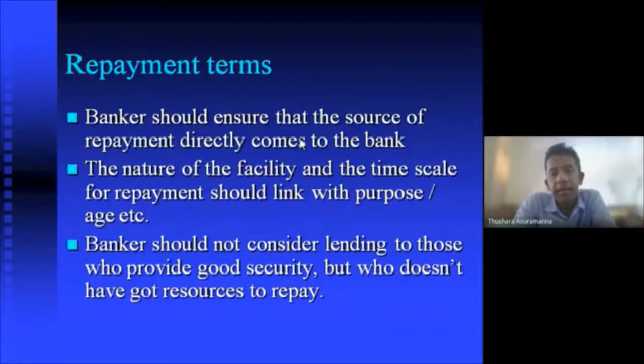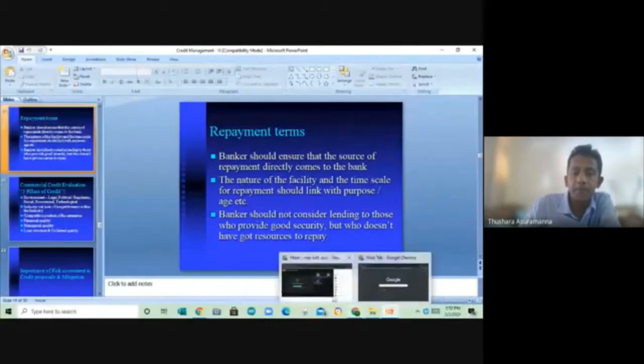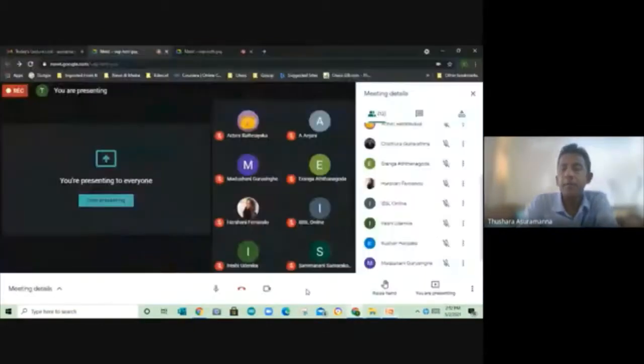What do you mean by that? Why is this important? Any example? This one: ensure source of repayment. Any example? There are so many examples, but one of you can suggest.